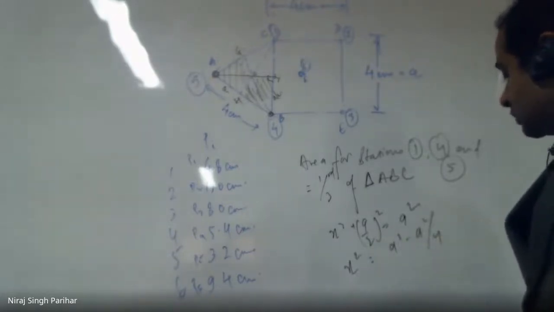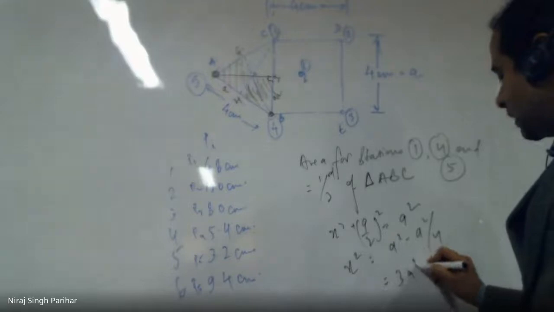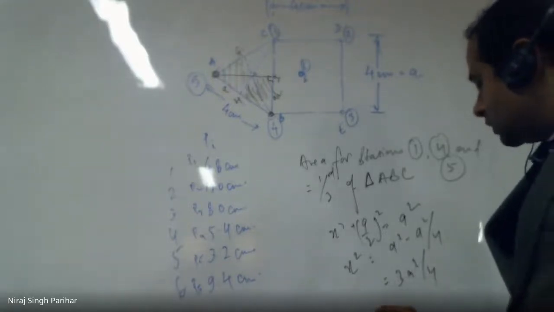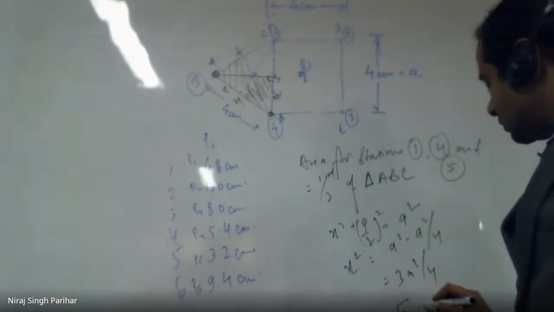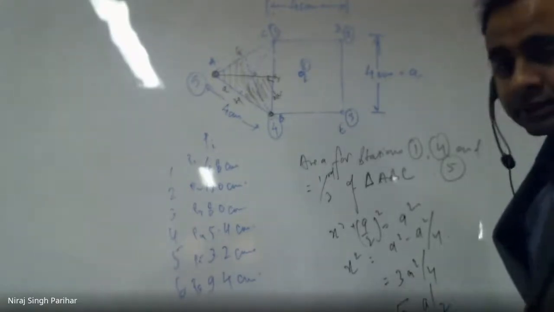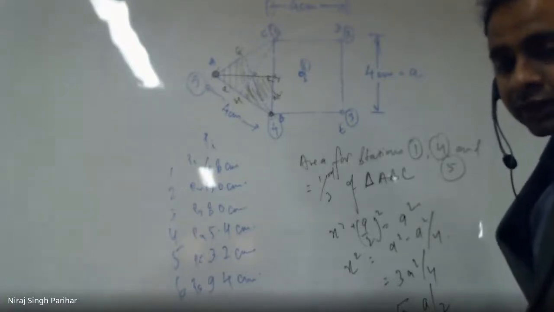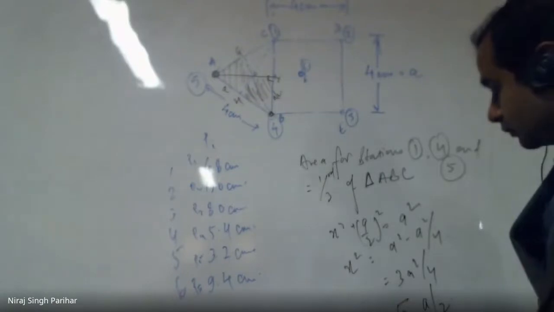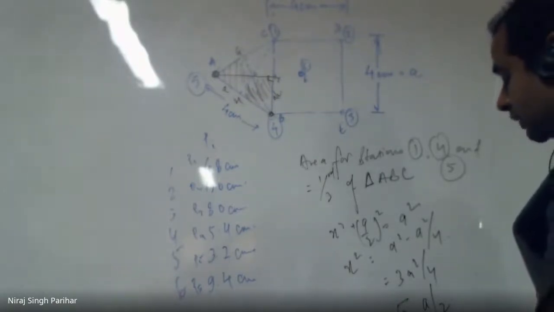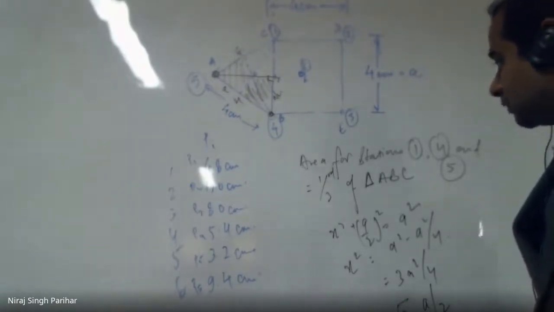So this will be 3A square by 4, and this x will be equal to under root 3 by 2 A. So now this will be the length of the perpendicular. So can you find out the area for this triangle ABC?